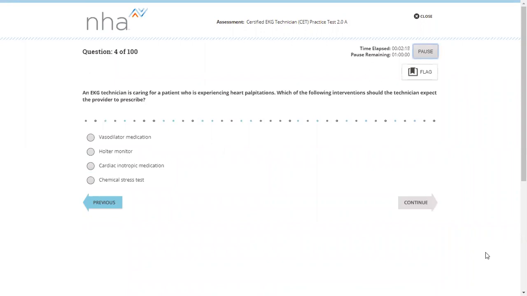An EKG technician is caring for a patient who is excited and has heart palpitations. Which of the following interventions should the technician expect from the provider? If you have palpitations, you're going to need a heart monitor.